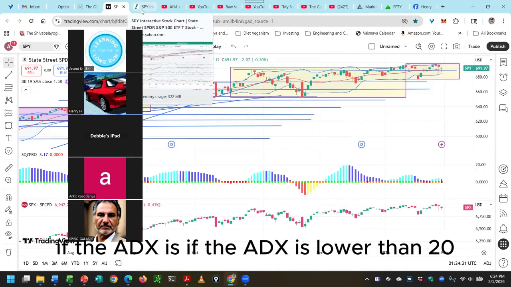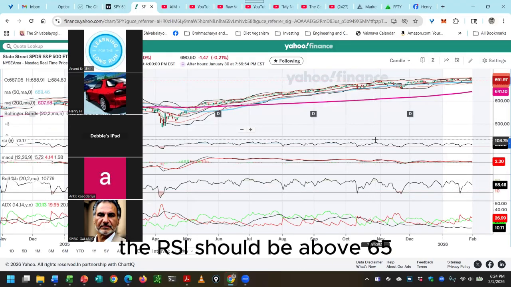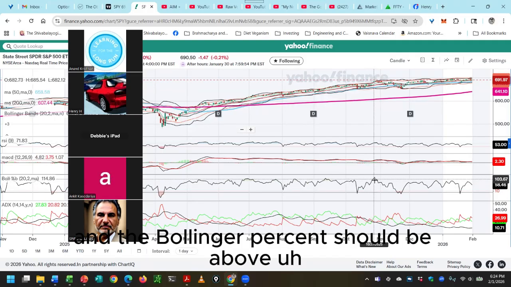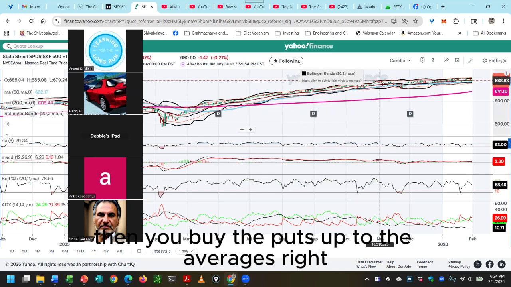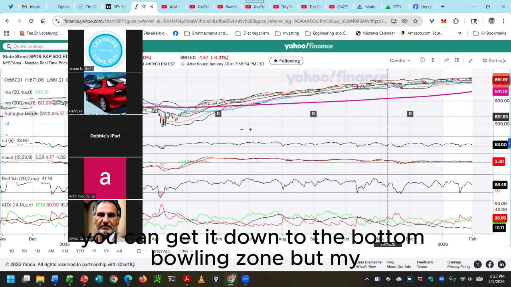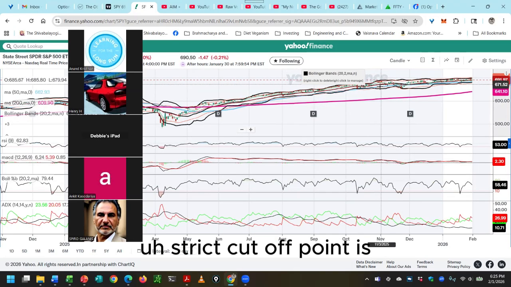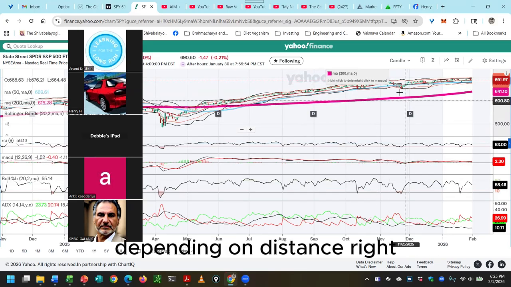if the ADX is lower than 20, what you do is you want the RSI to be above 65 for puts, right? The RSI should be above 65 and the Bollinger percent should be above 90. So if those things are true, then you buy the puts up to the averages, right? And again, if you're lucky, you can get it down to the bottom Bollinger. But my strict cutoff point is as soon as it hits the 8 or the 21, depending on distance, I take it off.